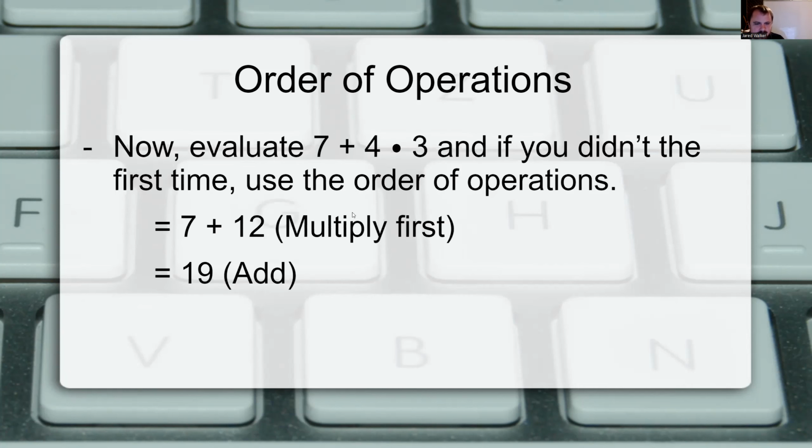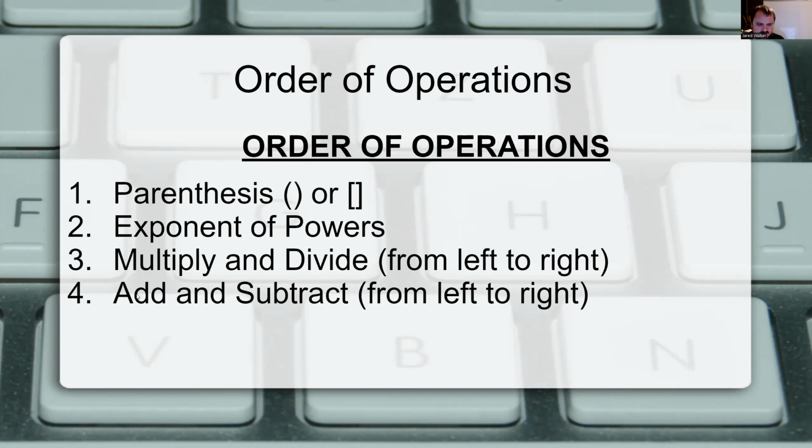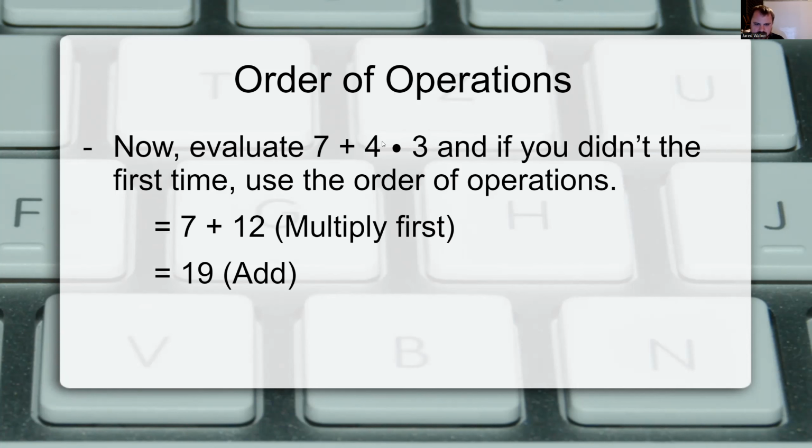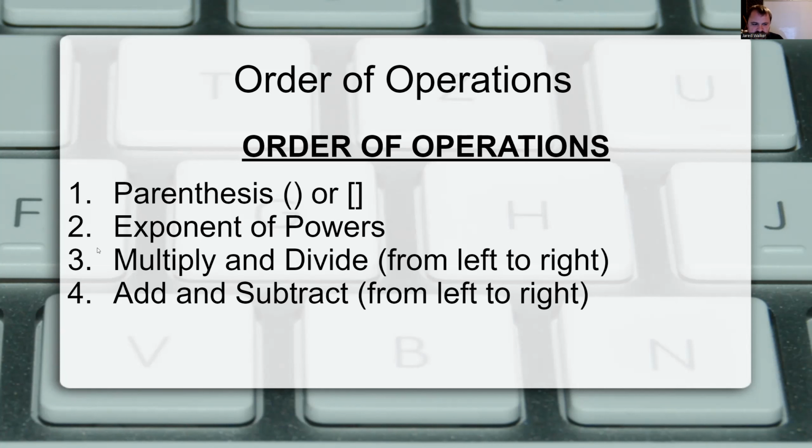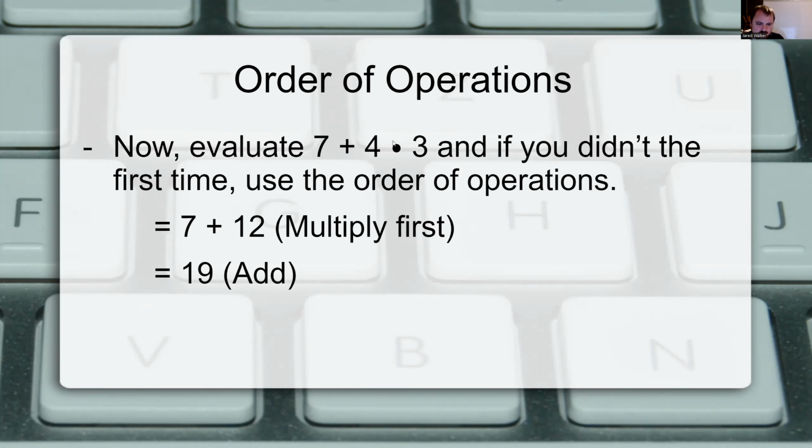So with that, 7 plus 4 times 3. What should we get? Should we get 33 or should we get 19? Well, we have addition. Where does addition come in? Addition is the very last step. We would do addition and subtraction last. So let's look at what else we have here: 7 plus 4 times 3. Well, 4 times 3, that's multiplication. That's higher up in the order, so you do that first. So 4 times 3 is 12. All right, so we have that. We multiplied first.